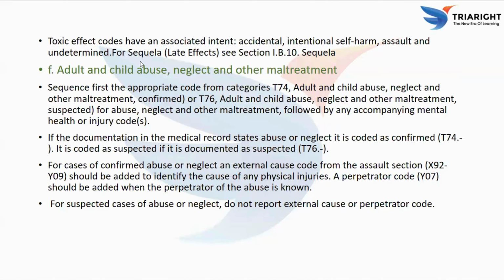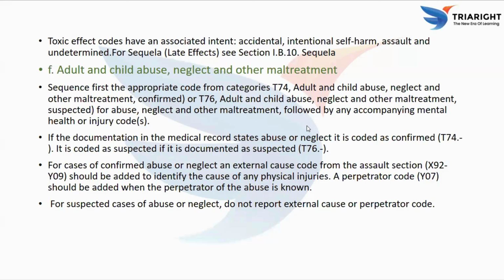So next is toxic effects intent. Toxic effect codes have an associated intent. This means the toxic effects involve harmful non-medicinal substances, for example alcohol, chemicals, gases and venom. These codes require intent just like poisoning. So what are the intent options? Accidental intent, intentional self-harm, assault and undetermined. If intent is not documented, by default it is coded as accidental. So for sequela, the late effects, you have to use the seventh character.